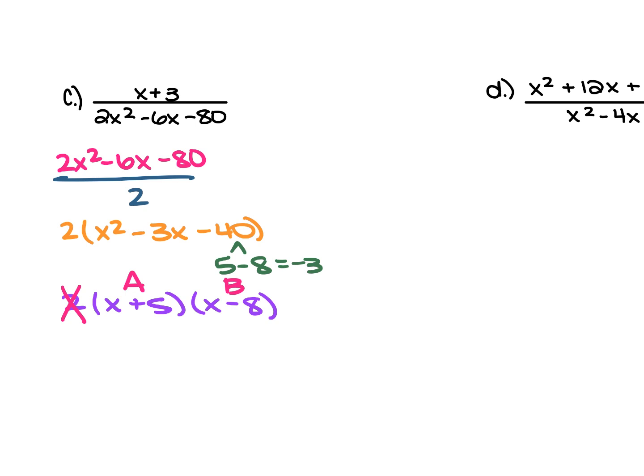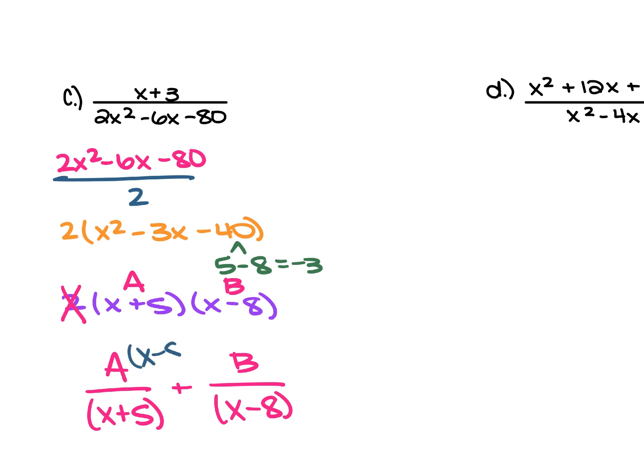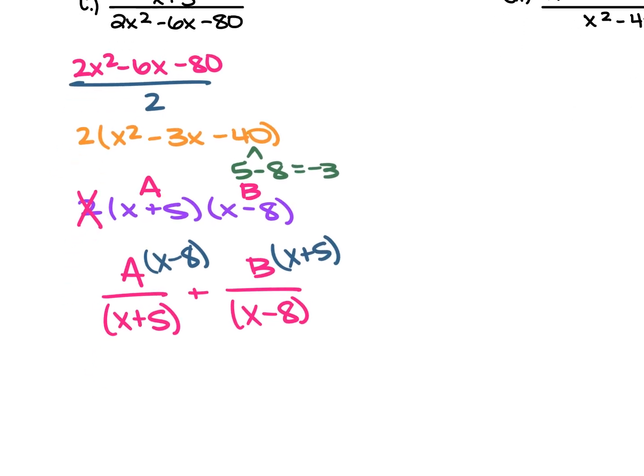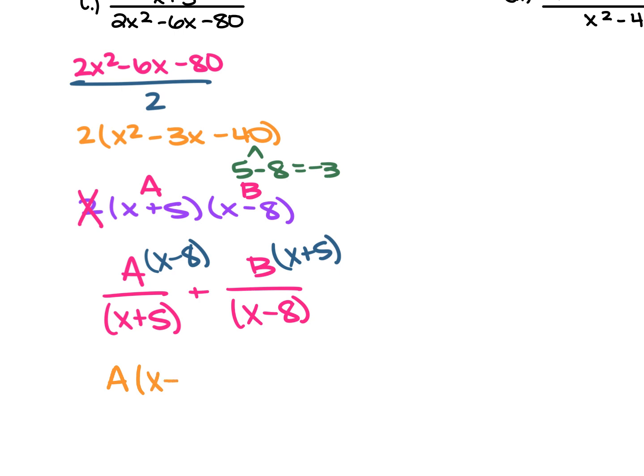From here, you have a over x plus 5 plus b over x minus 8. Multiply your a by x minus 8. Multiply b by x plus 5. Set them equal to x plus 3. That gives you a times x minus 8 plus b times x plus 5 is equal to x plus 3.